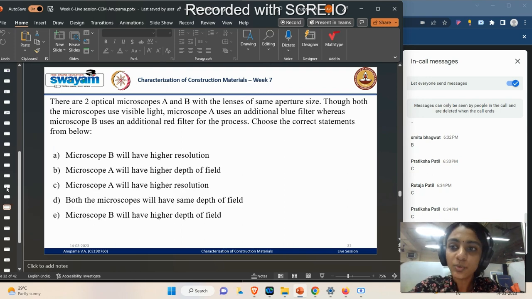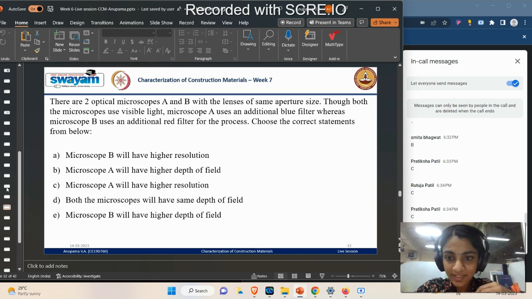See, there are two optical microscopes, A and B. The aperture size of both the lenses is the same. Though both the microscopes use visible light, microscope A has an additional blue filter and B has an additional red filter. Choose the correct statements from below. So you have microscope A and B. The only difference between A and B is that A has a blue filter and B has a red filter. Okay. Now, which of the statements are true?